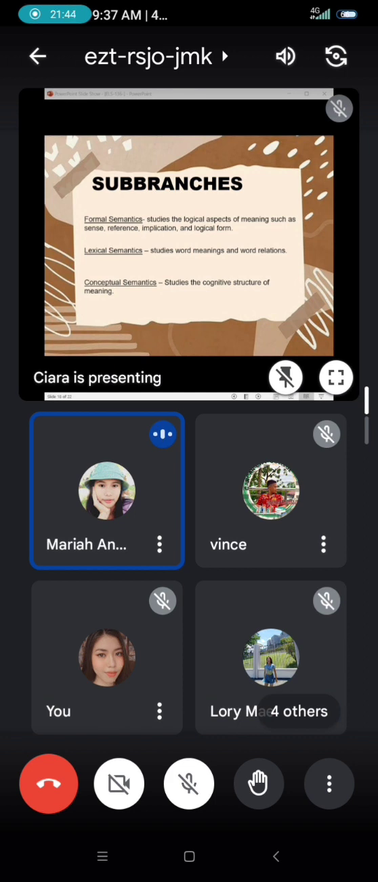So lexical semantics is a branch of linguistics that focuses on the study of the meaning of words and the relationships between them. So if formal semantics analyzes the meaning of linguistic expressions, lexical semantics focuses on studying the meaning of words and the relationships between them. It examines how individual words and their meanings contribute to the meaning of larger phrases and sentences.